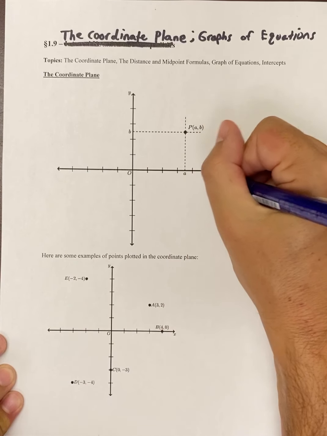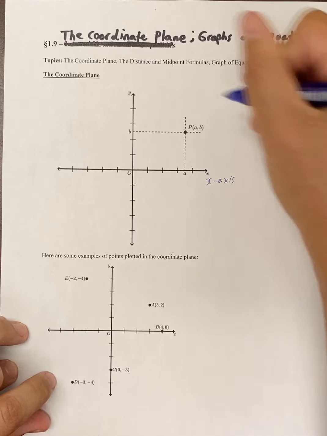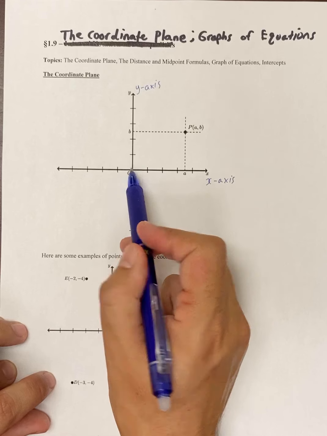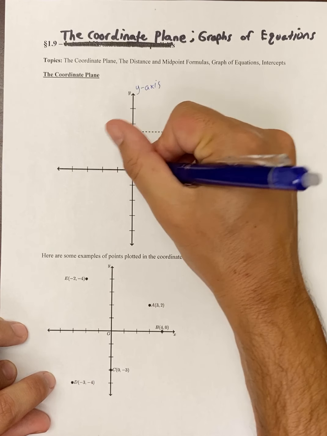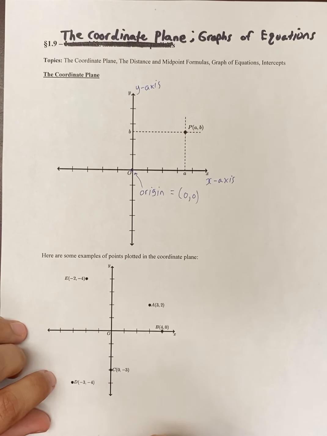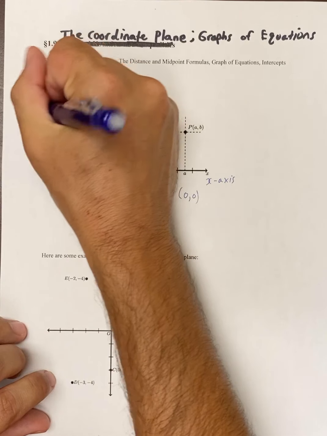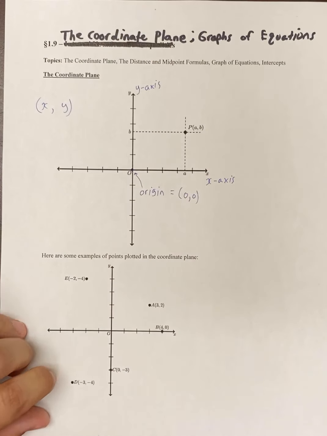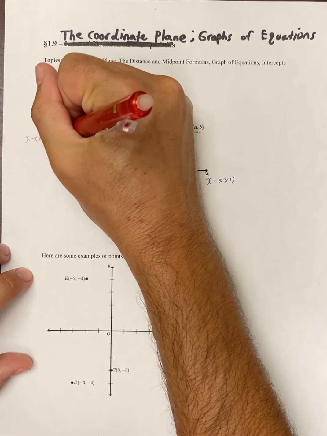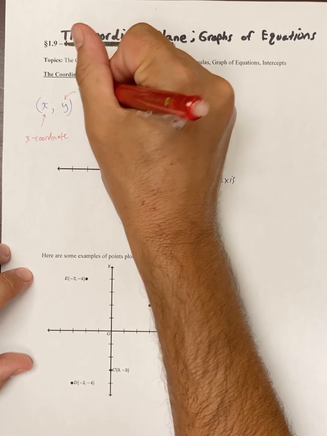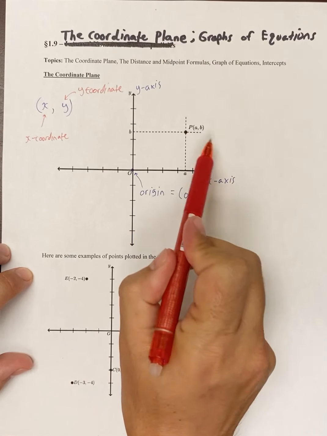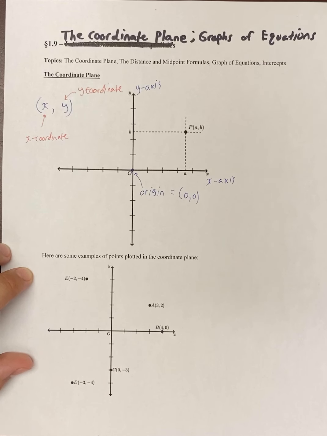And just to notate this a bit more, this again is called the x-axis. This is called the y-axis. The point at which they intersect is called the origin. That's the point (0, 0). And in general, we describe a point on the plane as having an x-coordinate and a y-coordinate. So this point has an x-coordinate of A and a y-coordinate of B.